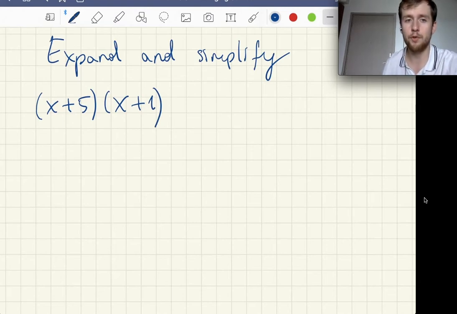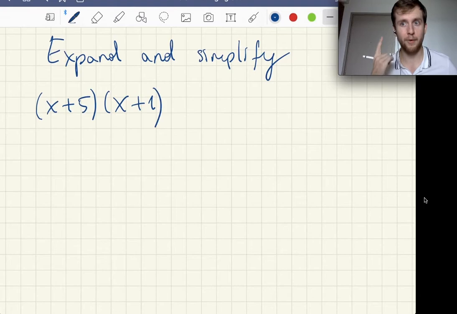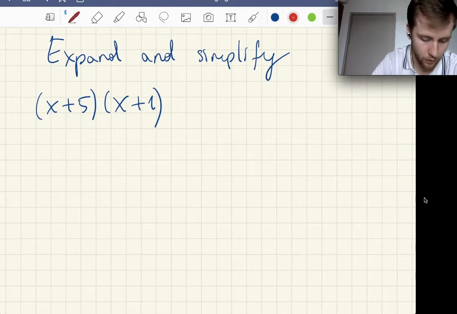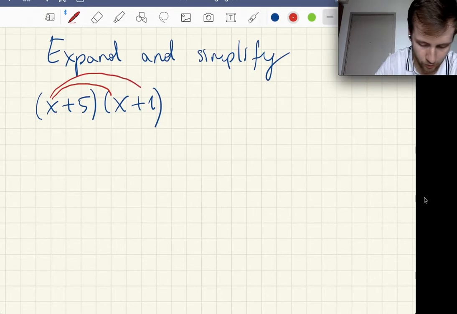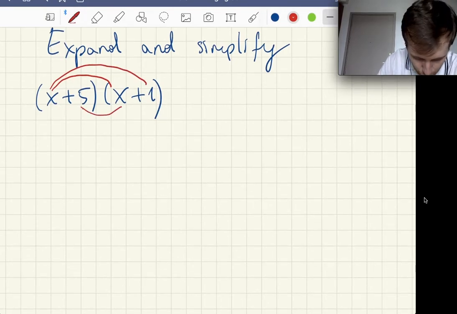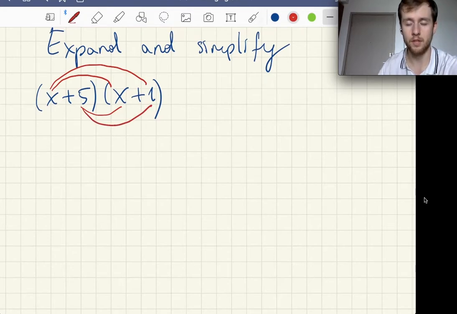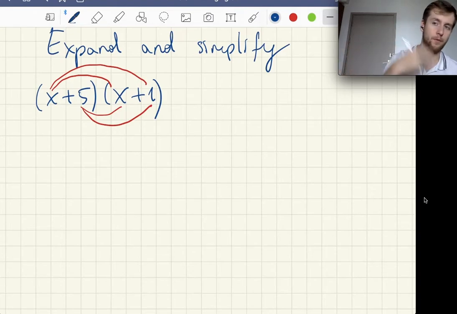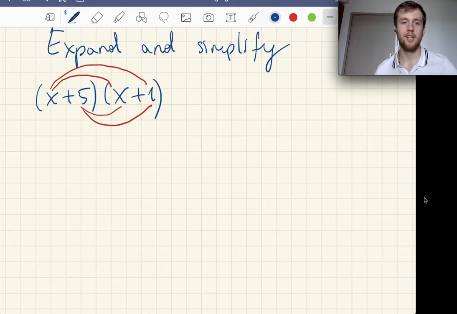Okay, so the way to do this, you have to multiply every member of the first brackets by every member of the second brackets. Let me try to show you the way to do this. So you do x times x, and then you do x times 1. And then you do 5 times x, and then you do 5 times 1. You see? And this way, we multiply every member of the first brackets by every member of the second brackets, like this.